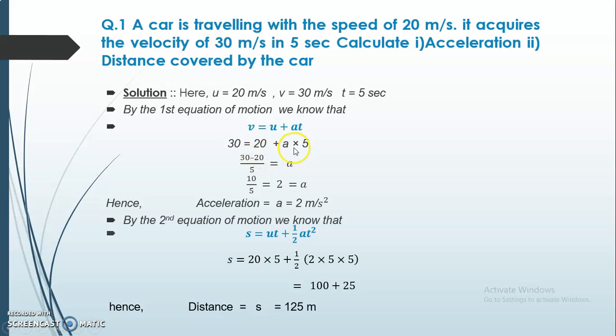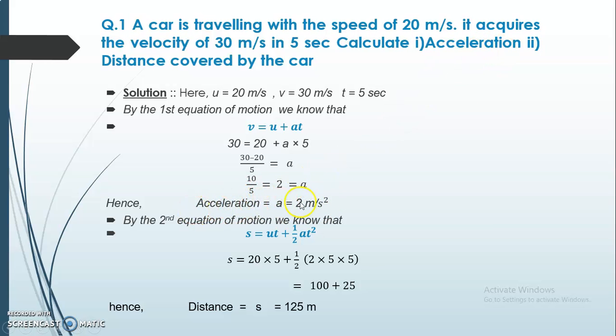Also you can see this 5 is in multiplication with this a. It will also change the side and it will go in division because here it is in multiplication. So 30 minus 20, you can write it as 10 divided by 5 in the denominator. This will give you 2. Okay, so the acceleration becomes 2 meters per second square. So here you get the acceleration which was asked.